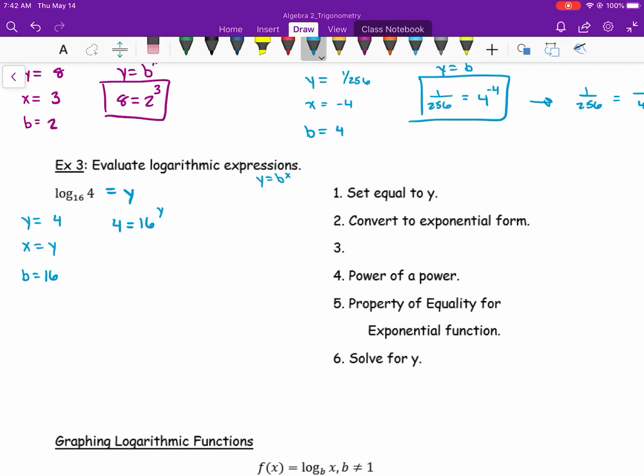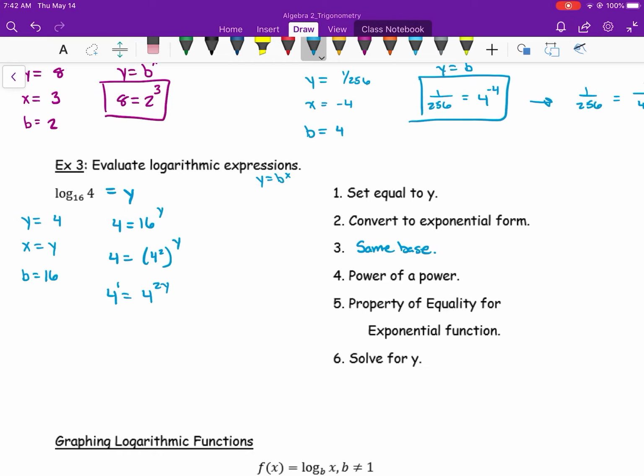So now we need to do, like we solved exponential equations, we need to have the same base. Okay, so I'm going to use base 4 here. So I have 4 equals 4 squared, because 4 squared is 16, y. Alright, I'm going to continue solving it down. So I get 4 equals 4 to the 2y.